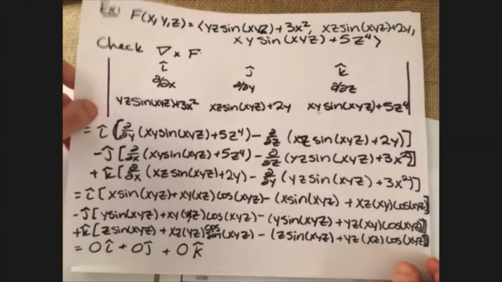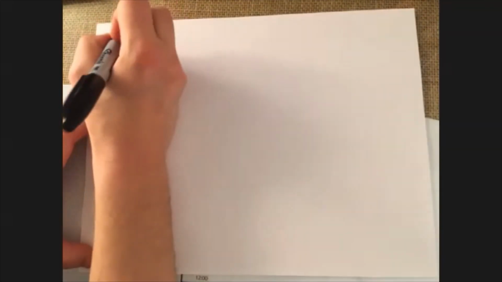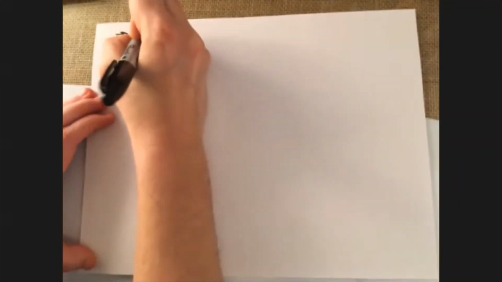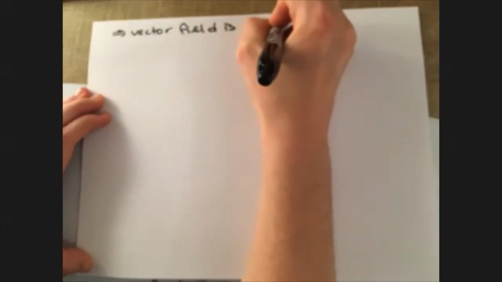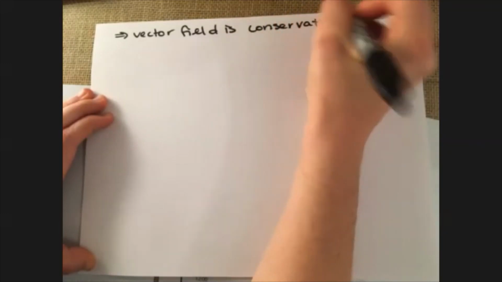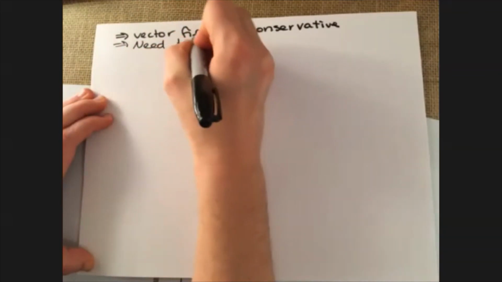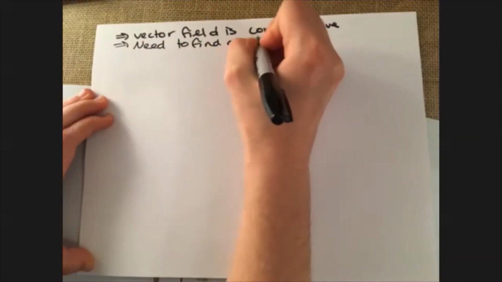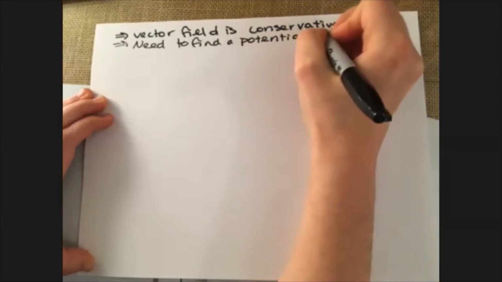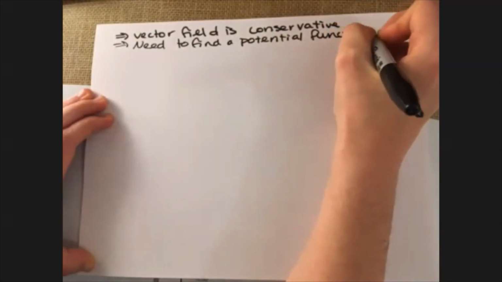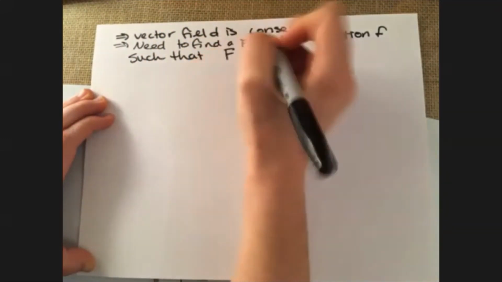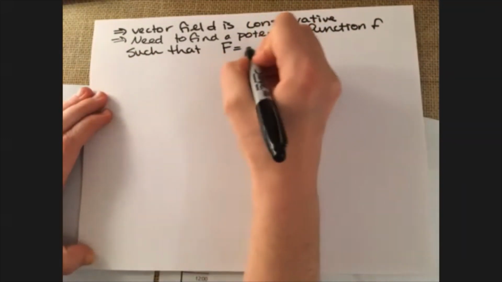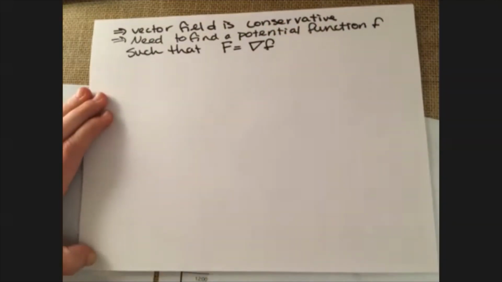Okay, so we got it to be 0. What does that mean? Well, our vector field is conservative. And we need to find a potential function that it came from. So such that f, our original vector field, is equal to the gradient of that function f.